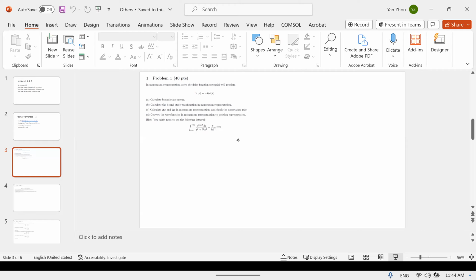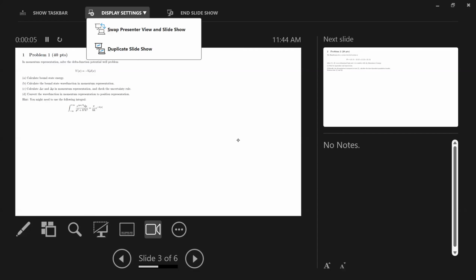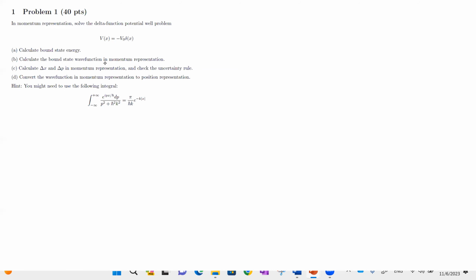Okay, so we just clean the screen and let's try to do the second section. The second part is to calculate the wave functions. I think we're almost there in the momentum representation. So we just calculate phi of p.